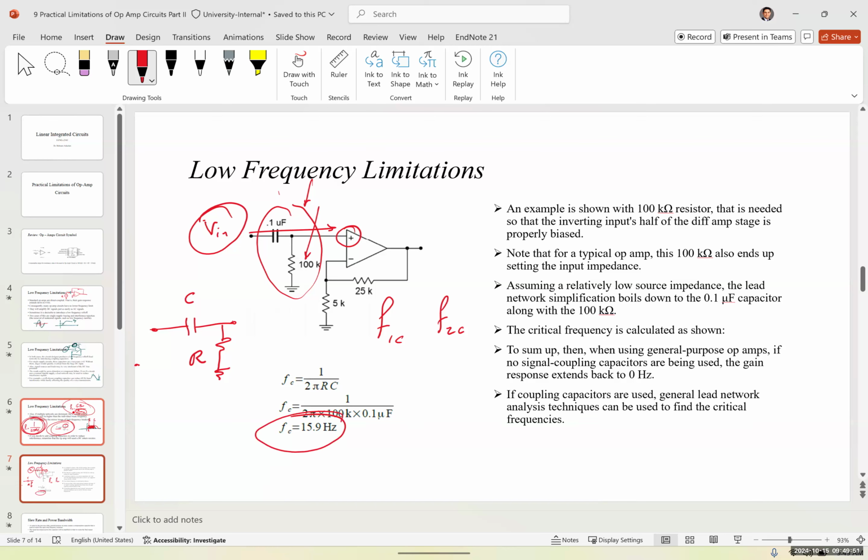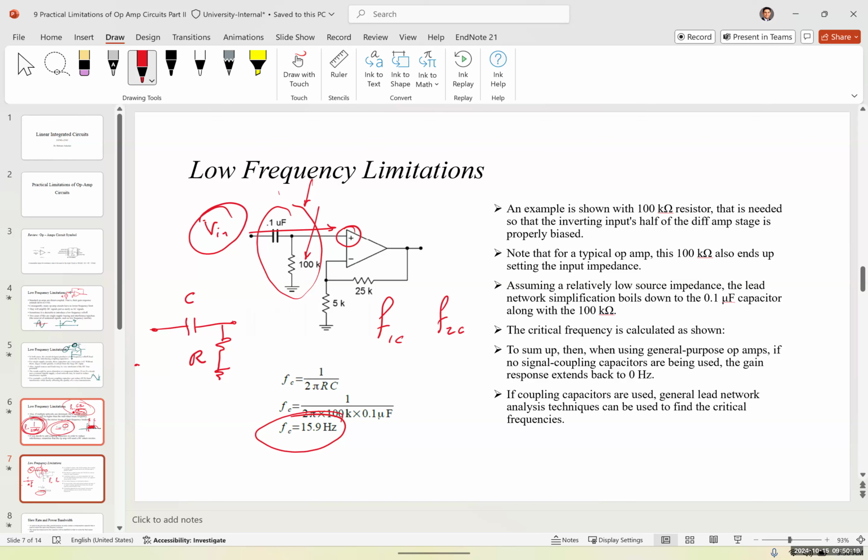To sum up then, when using general purpose op amps, if no signal coupling capacitors are being used, the gain response extends back to 0 hertz. But here, since we have this coupling, the lower cutoff frequency is limited to 15.9 hertz. And again, you can read faster than me.